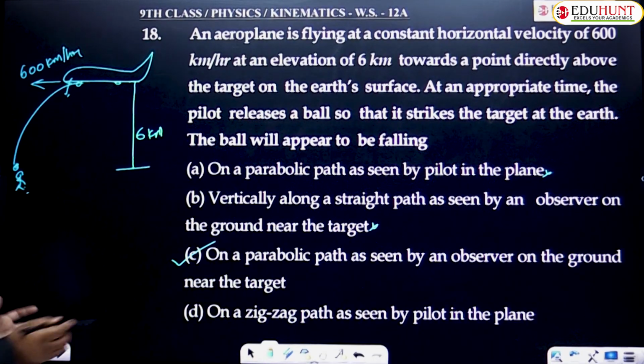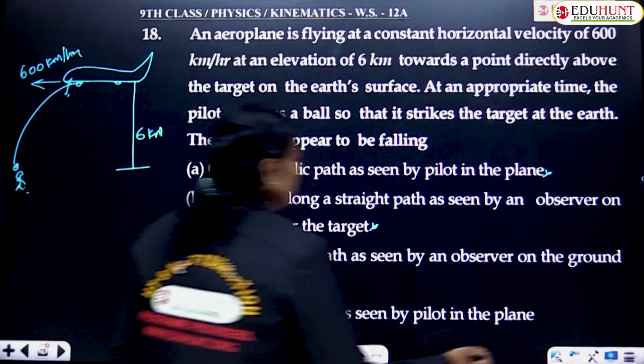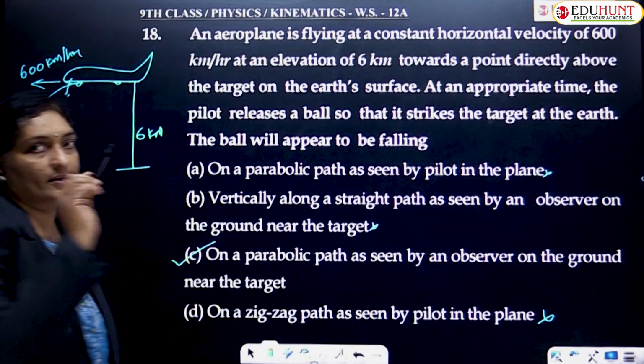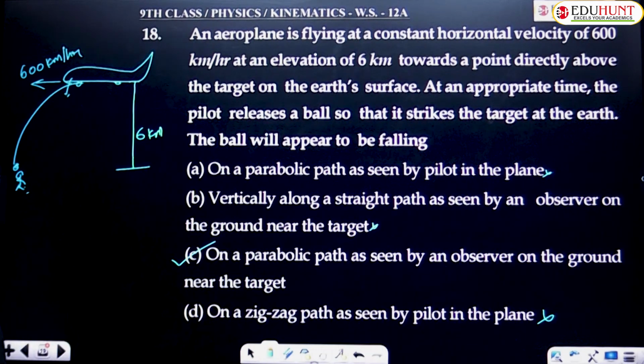On a zigzag path as seen by the pilot in the plane? Not at all. It appears as if it is falling in a straight line, not as a zigzag, nor as a parabolic. So the correct option must be option C.